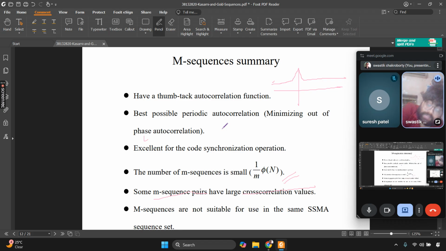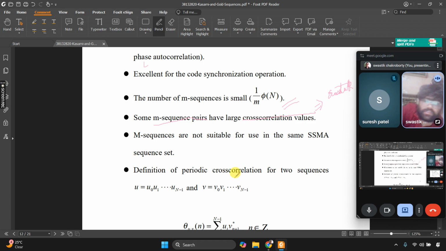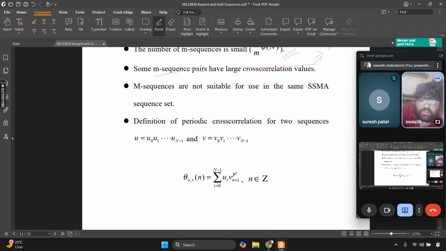So some of these M sequence pairs will have a large cross correlation value. If you assign one of the chips in this sequence to one user, and another chip in this sequence to another user, and they have a large cross correlation, there will be large crosstalk. So this will lead to problems of crosstalk.